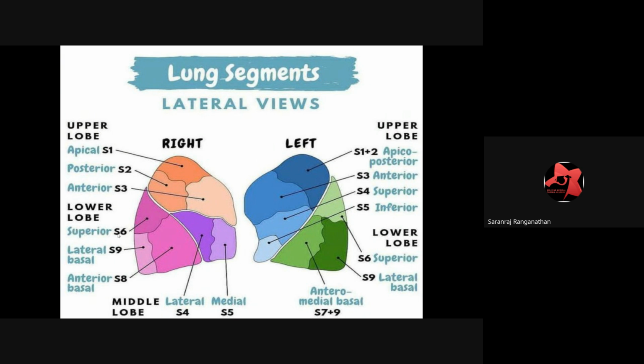Okay. So like that, S6, S9, S8, S4, S5. Like that, they have given for the right lung. Like that, they have given the upper lobe. So S1 plus 2 means the nearby lobe. Okay, so that's why plus 2. Then anterior, superior, inferior, like that, they have given anterior, medial basal, lateral basal, like that they have given.